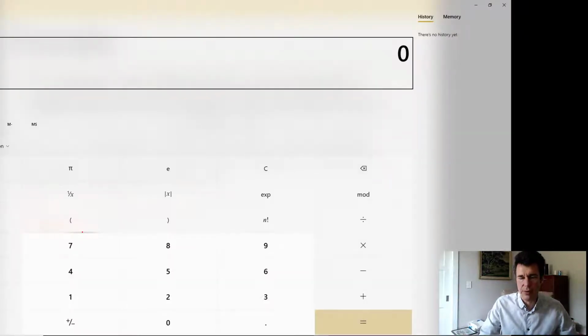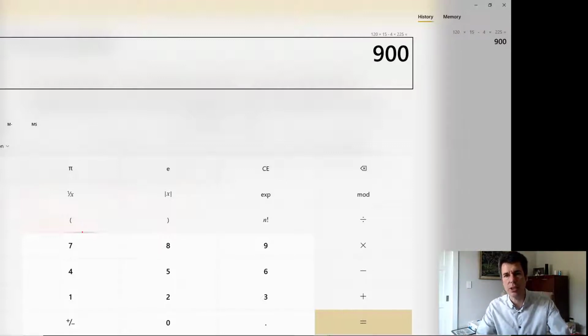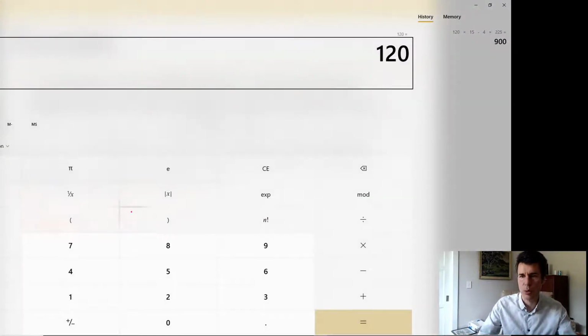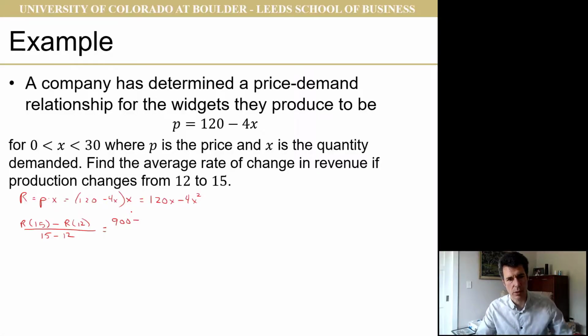Okay, so we need a calculator. For 15, it is 120 times 15 minus 4 times 15 squared, which is 900. So the revenue, if we produce 15 widgets, is 900. So this is equal to 900 minus the revenue for 12 widgets, 120 times 12 minus 4 times 144, which is 864, all divided by 3. That is 36 divided by 3, which is 12. So this is the average rate of change in revenue.